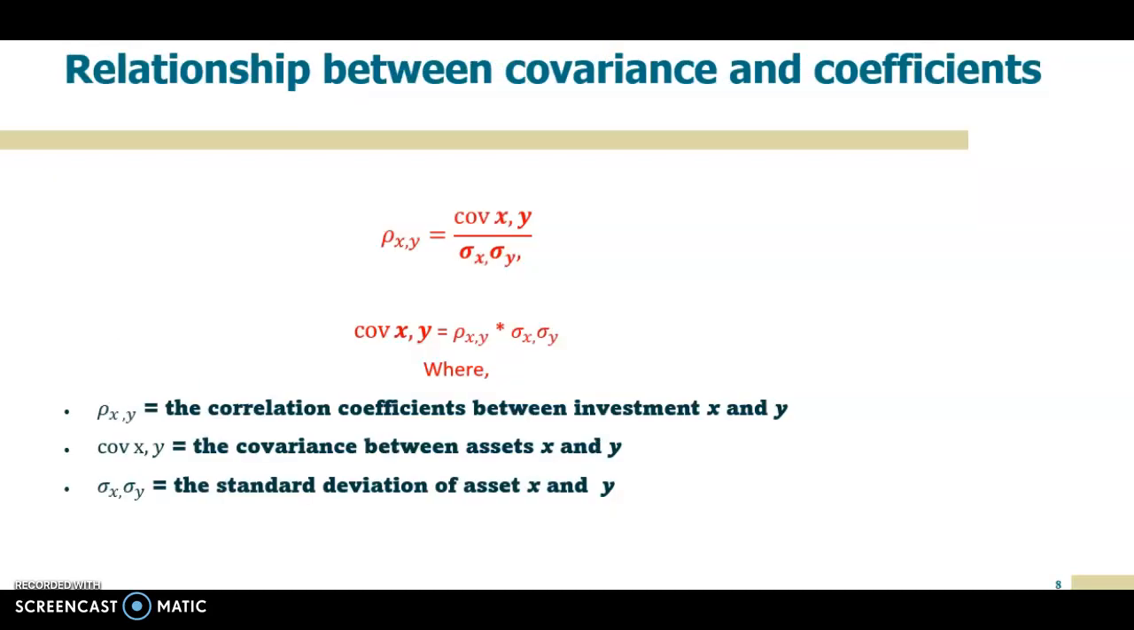If we measure the coefficient for two assets, asset X and asset Y, it equals the covariance of X and Y divided by the standard deviation of X and Y. In other words, the covariance of X and Y equals the coefficient of X and Y multiplied by the standard deviation of X and Y.